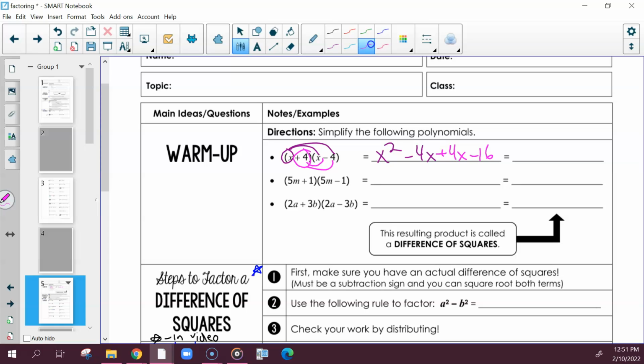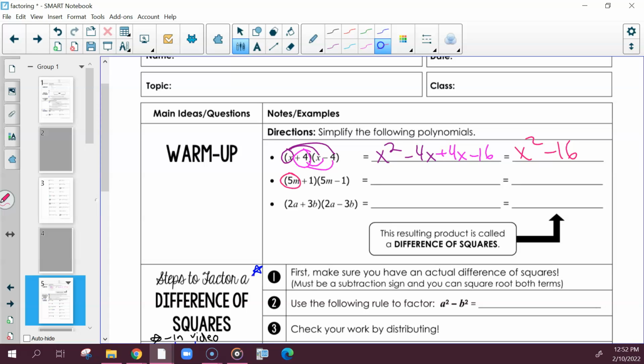Then we could combine like terms. What happens when we combine our like terms? We remove both 4x's. Yeah, so they cancel out, they become 0. So when we combine these two, all that is left is just x squared minus 16. Let's do some of these others.